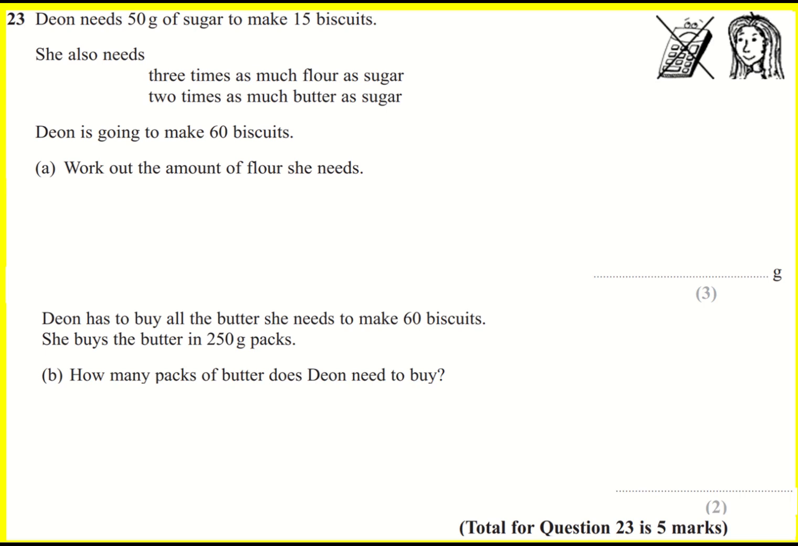Dion needs 50 grams of sugar to make 15 biscuits. She also needs 3 times as much flour as sugar and 2 times as much butter as sugar. Dion is going to make 60 biscuits. Work out the amount of flour she needs.